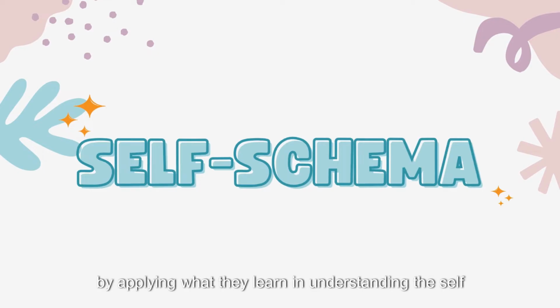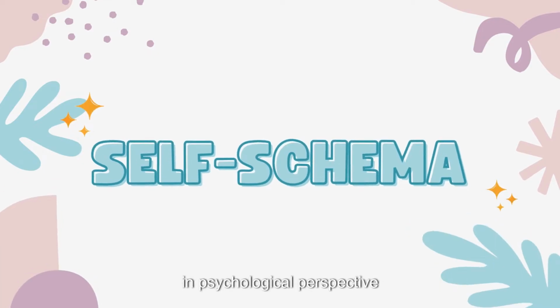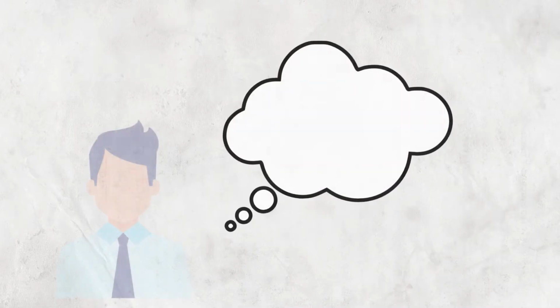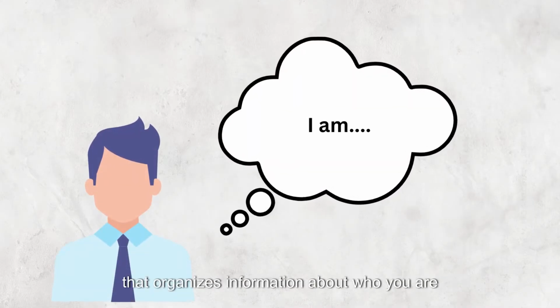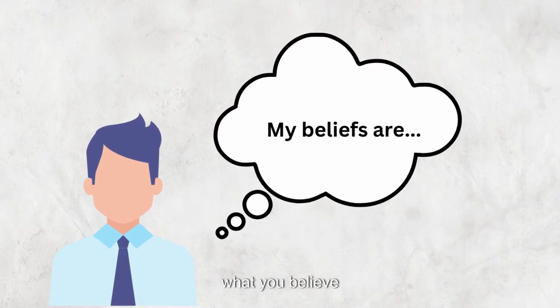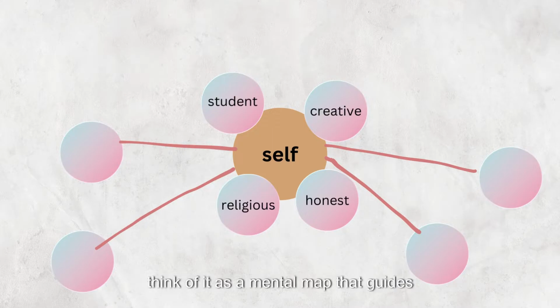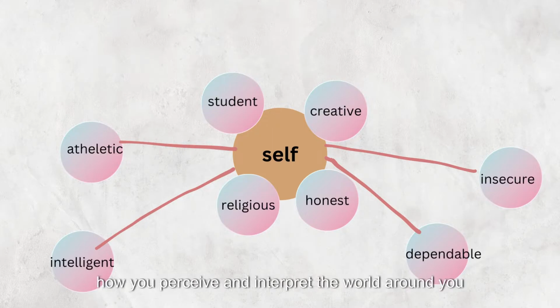In understanding the self in psychological perspective, we have this concept called self-schema. What is this self-schema? Self-schema is a set of beliefs that organize and guide the processing of self-relevant information. Self-schema is like the blueprint of your self-identity. It's a cognitive structure that organizes information about who you are, what you believe, your experiences, and your relationships. Think of it as a mental map that guides how you perceive and interpret the world around you.